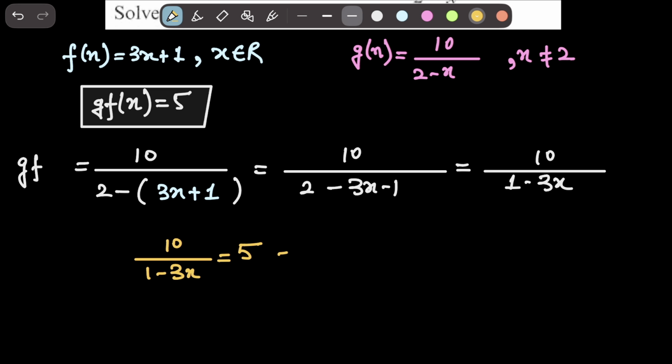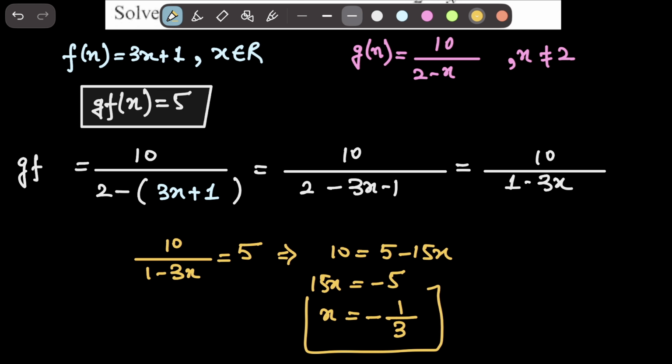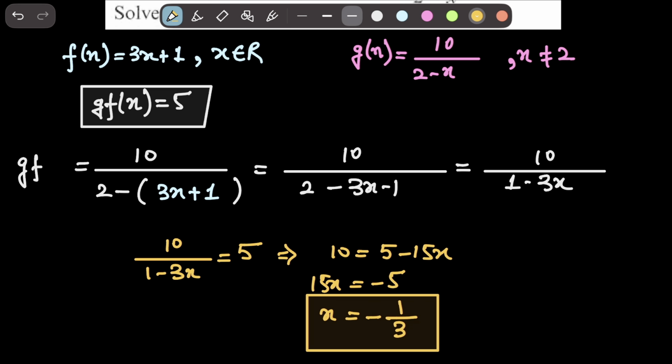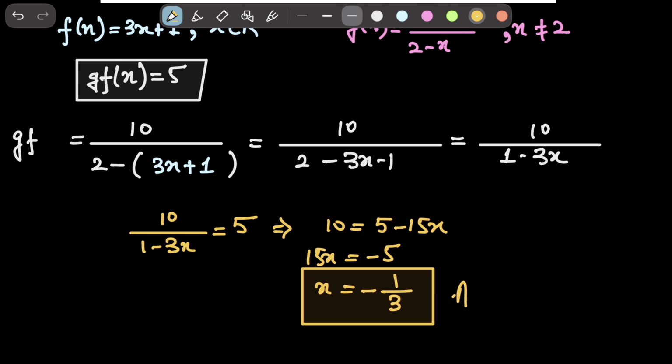This is going to give me 10 equals 5 minus 15x. Let's solve this further. So 15x becomes equal to minus 5 and x gives you the value minus 1 over 3. So we are getting the final answer as x equals minus 1 over 3. So this is the final answer for the given question. Please note this complete solution and then we will move on to the next question of this video.